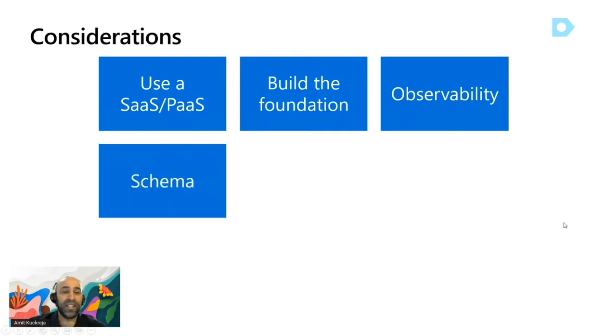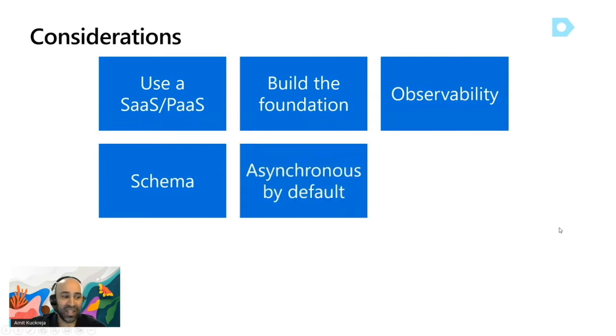Schema. Basically, when you send a message to a message bus and another service picks it up, this is effectively created as your API. You need to have an agreed upon schema for every single message, so that each consuming application can actually process that message.